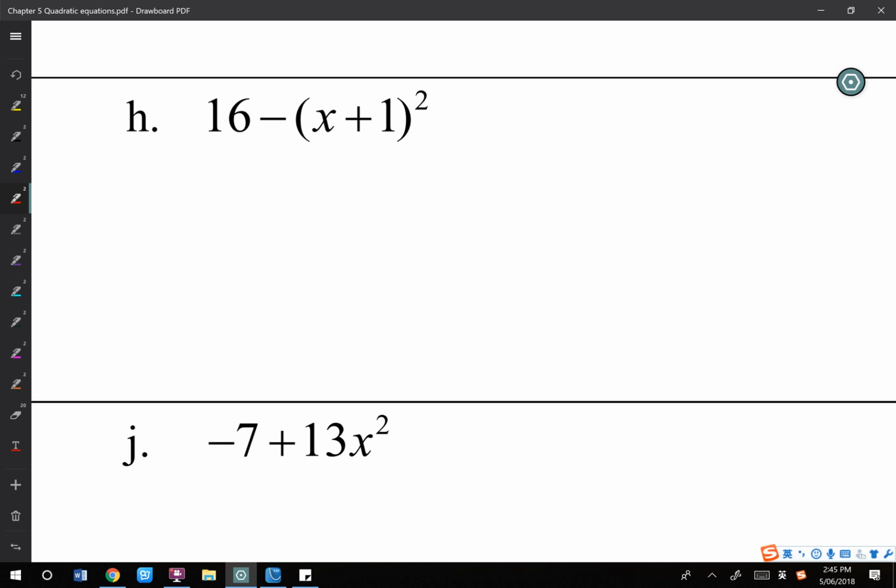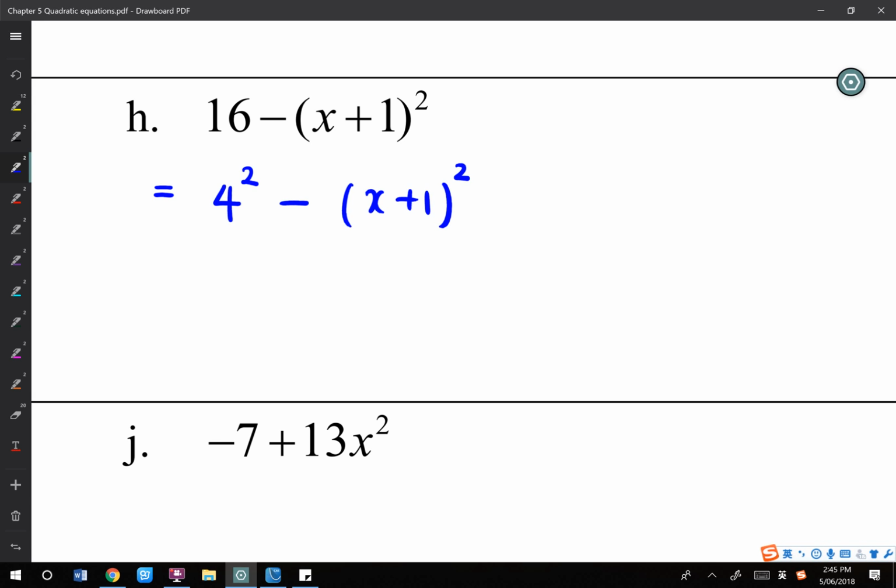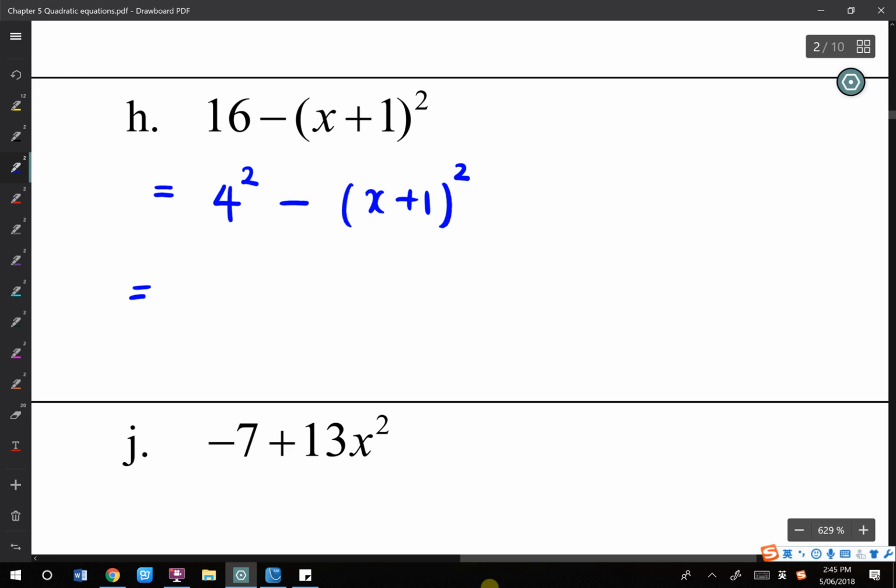I have 2 terms, something minus something squared. Very obvious, I need to use difference of perfect squares. But this is 4 squared, and minus x plus 1 squared. X plus 1 is something as a whole. So x plus 1 is b. So the sum is b.